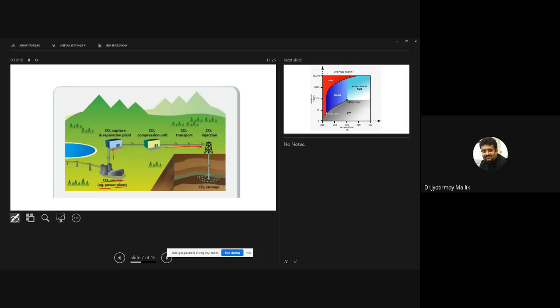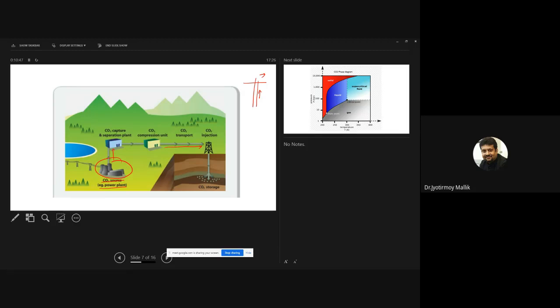And then, this power plant might not be very close to the place where there is a depleted reservoir, right? Where you can actually store carbon dioxide. And like we have talked about in petroleum geology, what did we do in petroleum geology by drilling a well? The flow was from inside out, right? The oil and gas was coming out from the underground to the surface. But in this particular case, the flow is from outside to the inside.